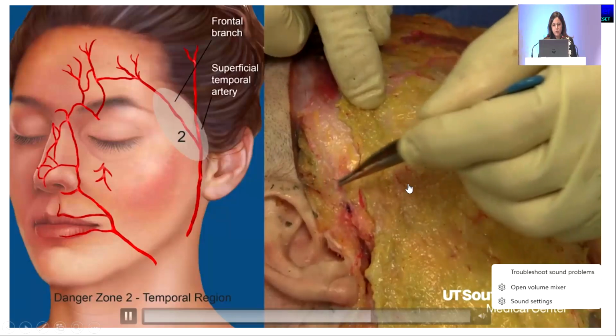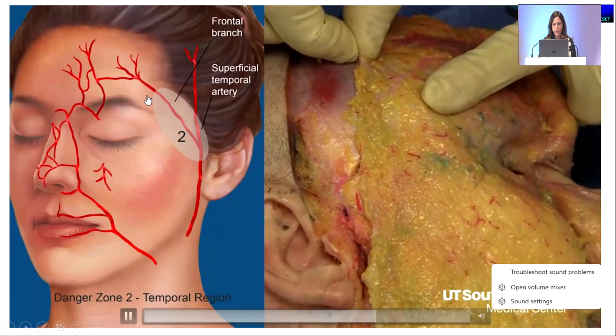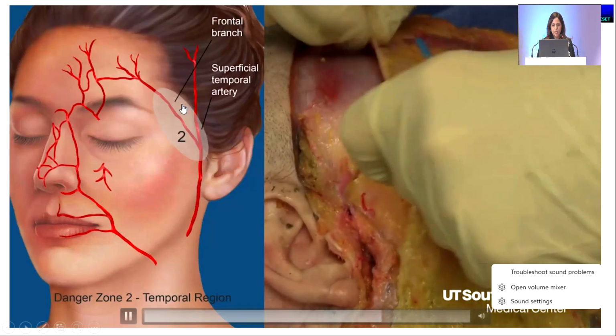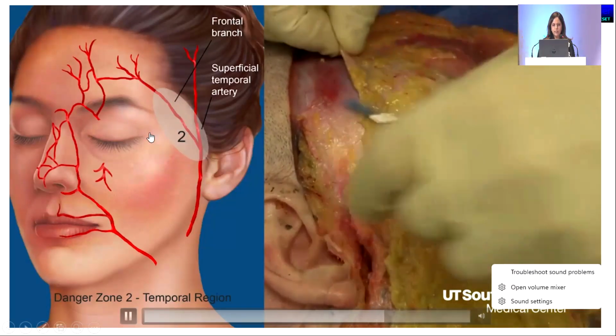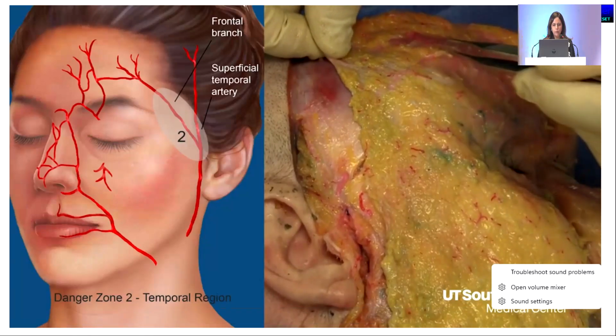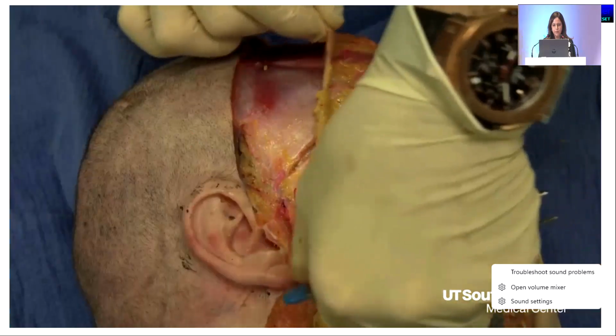Again, we should remember the danger zone. One finger breadth above the lateral brow is the superficial temporal artery, and the frontal branch of it lies here. Inadvertent injections into this can lead to complications again. So always aspirate before you inject.